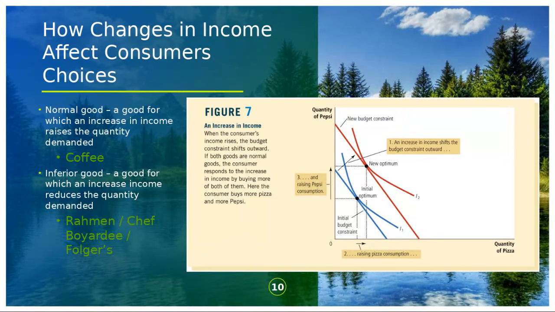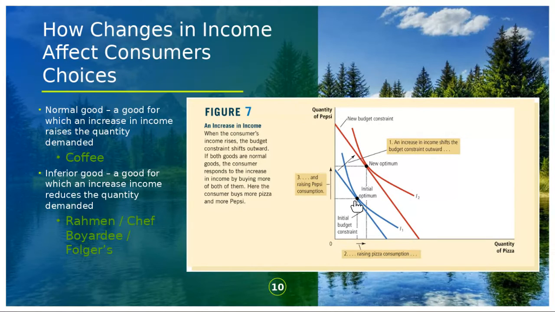Now you might go, hold on, I like Chef Boyardee, or I like Folgers just fine. That's part of what makes the indifference curve so handy. Just because a good is inferior for one person, and just because a good is normal for another, doesn't mean it's normal and inferior for everyone. So let's just consider for a moment the situation in which Pepsi and pizza are both normal goods. Our initial budget constraint is this blue line, and it is intersected with indifference curve 1 at this point. This is our initial optimum.